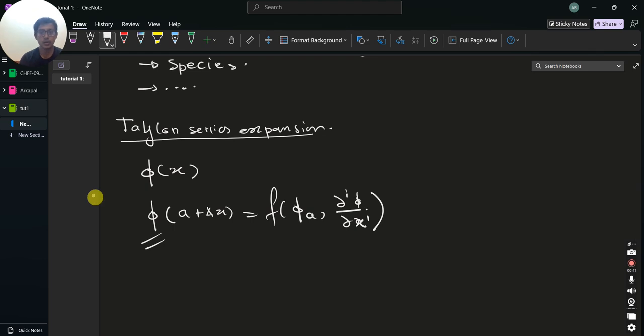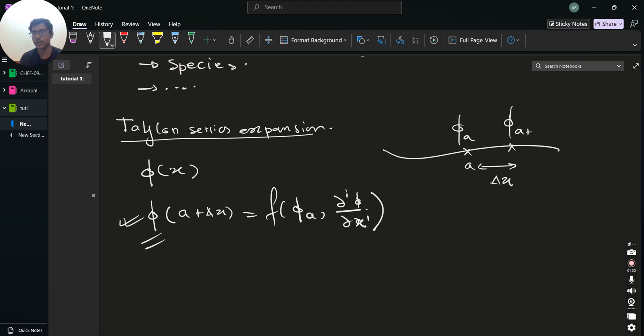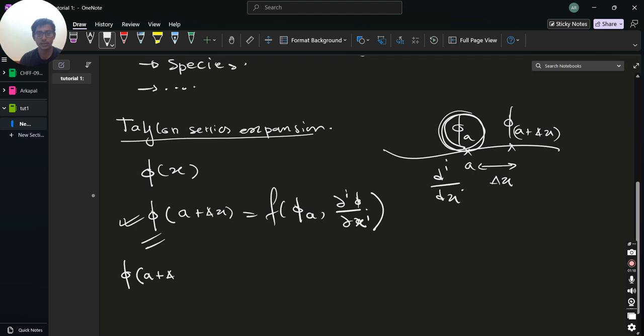Okay, so the main thing is the Taylor series expansion. Taylor series expansion, this is any function at any point. For example, if you have a point here, a point here which is delta x apart from here. So you have some value a and you want to find what is the value of a plus delta x, right? So you can find it using the value of a and its derivatives along x direction. Okay, so what it looks like, it looks something like this.